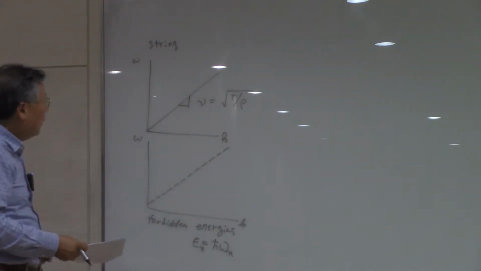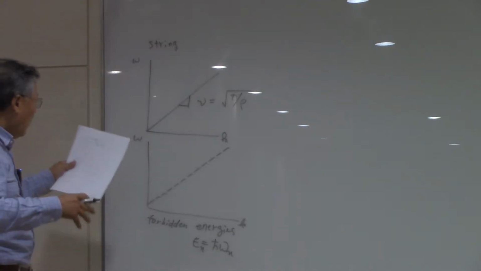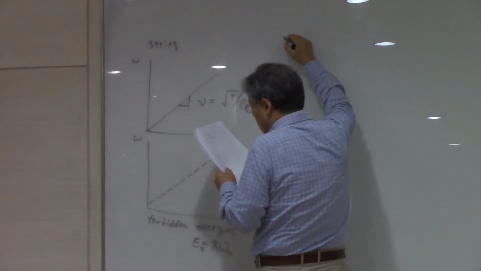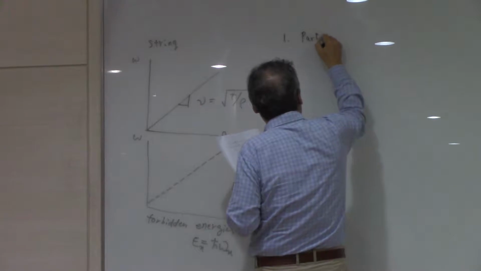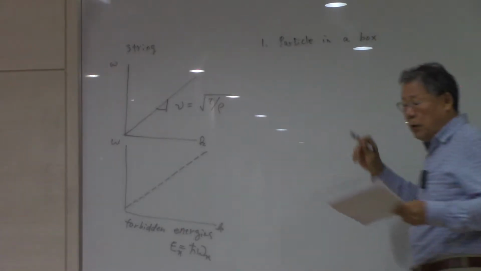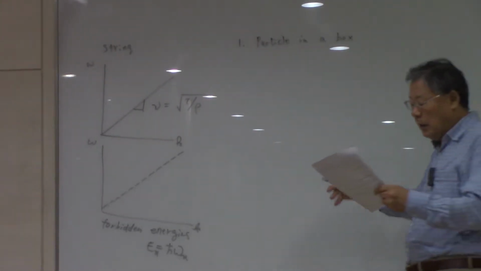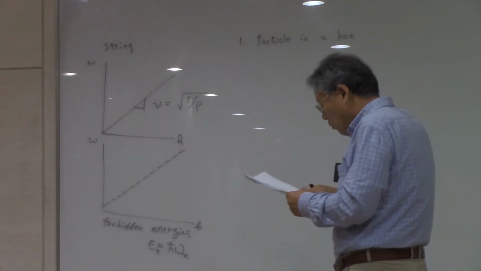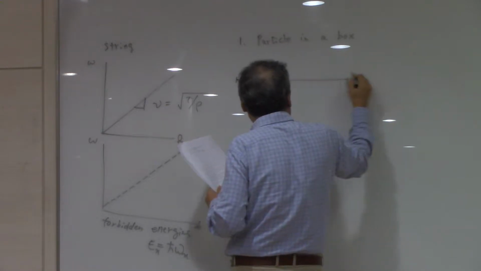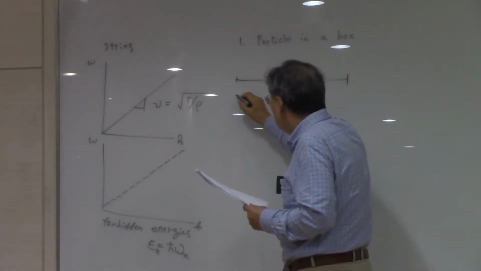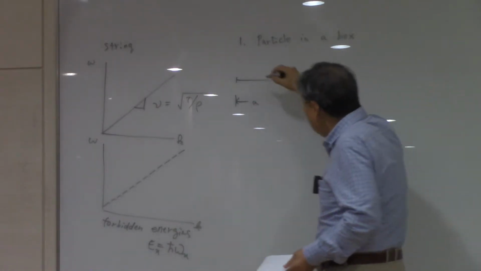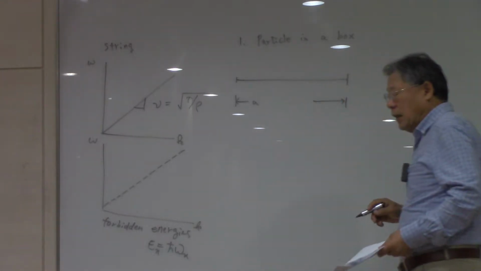Now, how can we use this in a real system? The first application is going to be the particle in a box. Let's suppose we have free electrons confined in a one-dimensional box by Coulombic force, whatever. Okay. So the dimension of the box is going to be A, and the particle is sitting right inside this line.